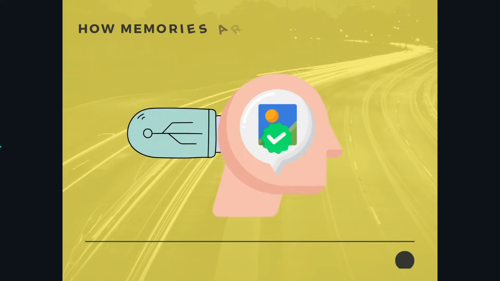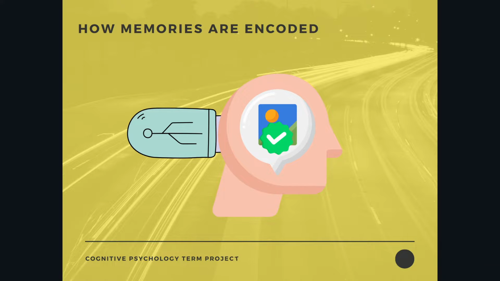So, how are memories encoded? The way we get information into our brain is called encoding. This is the input of what we have learned into our memory system. Though there are many types of memory, the main three we'll discuss are visual, acoustic, and somatic.